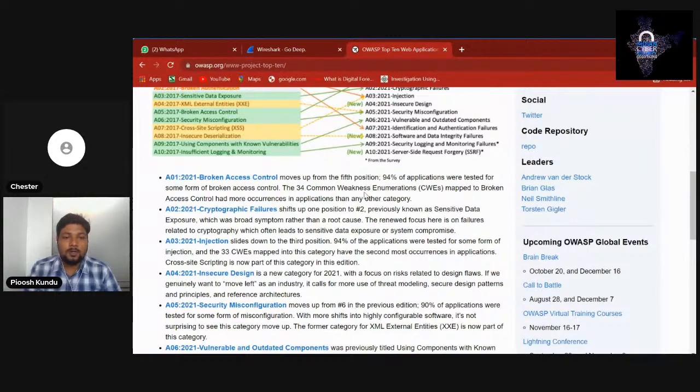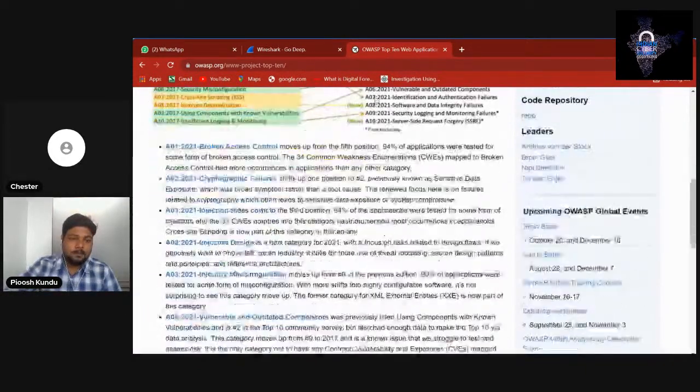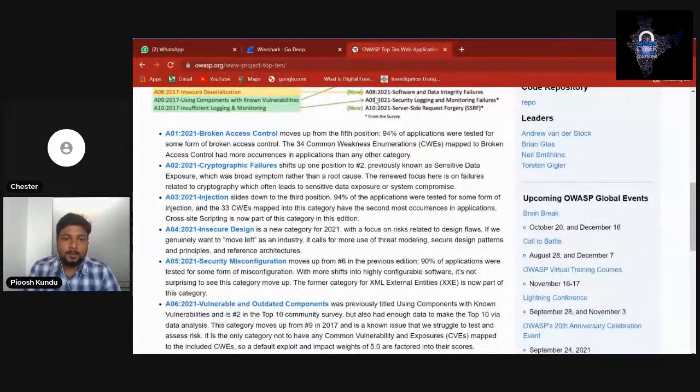Now, in 2021, the first is broken access control. Broken access control moves up to the first position, and 94% of the applications were tested for some form of broken access control. There are 34 common weakness enumerations, or CWEs, mapped to broken access control, and it had more occurrences in the applications than any other category.